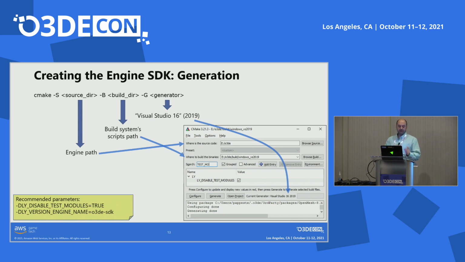We pass the engine path as the source dir, build directory the same. We pass the generator, and we don't pass any project because we don't want to put any project into the SDK. And we have two variables that we recommend using. One is to disable the test modules because you also don't want to put all the test stuff inside that SDK. And the other variable that we have is the ly version engine name.